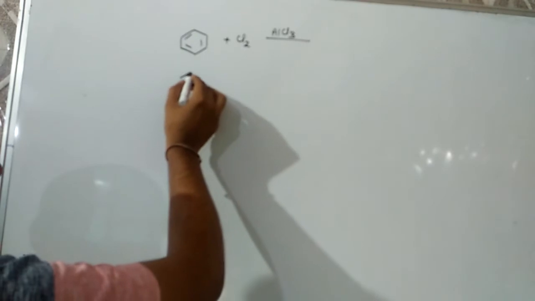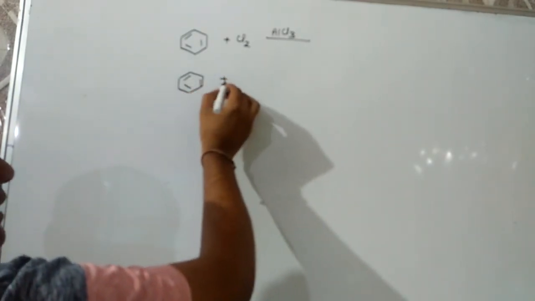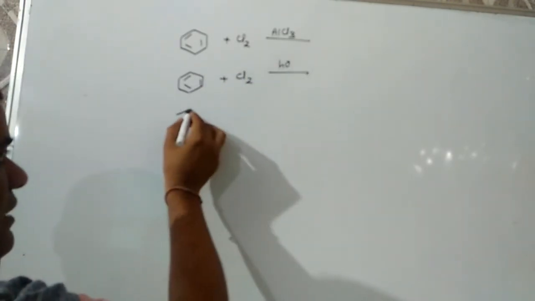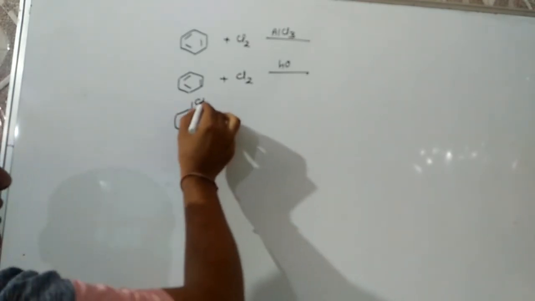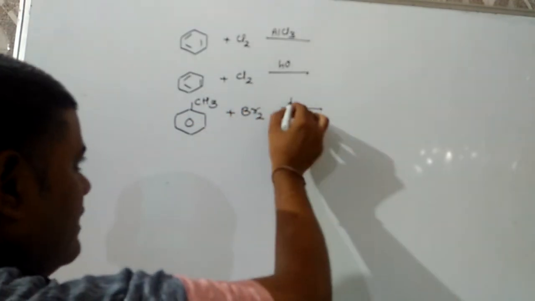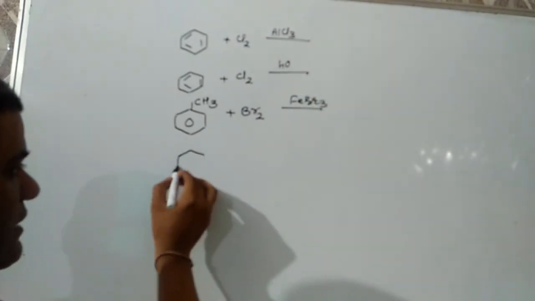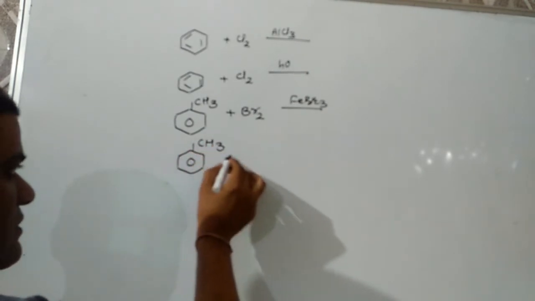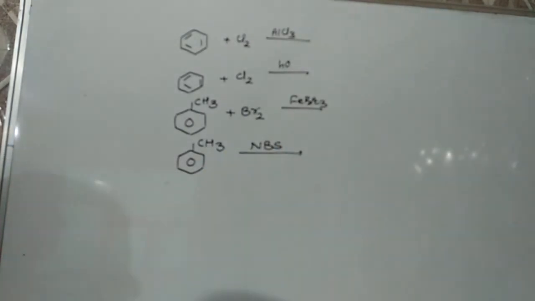Second question may be, what happens when benzene reacts with chlorine in presence of sunlight? Third may be, what happens when toluene reacts with Br2 in presence of FeBr3? Or toluene reacts with Br2 or NBS. Toluene reacts with NBS, N-bromosuccinimide.